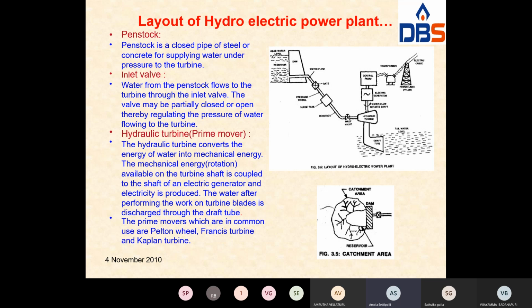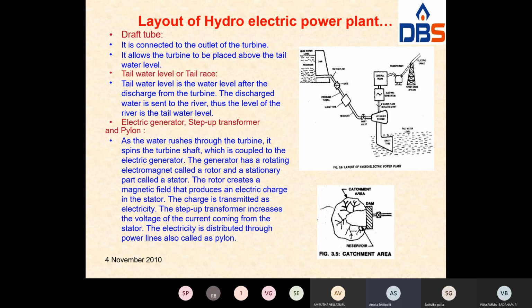Draft tube: it is connected to the outlet of the turbine. It allows the turbine to be placed above the tail water level. Tail water level is the water level after the discharge from the turbine. The discharged water is sent to the river.